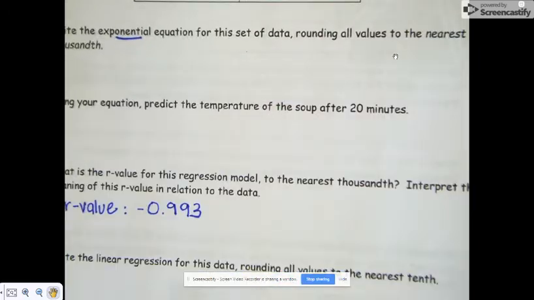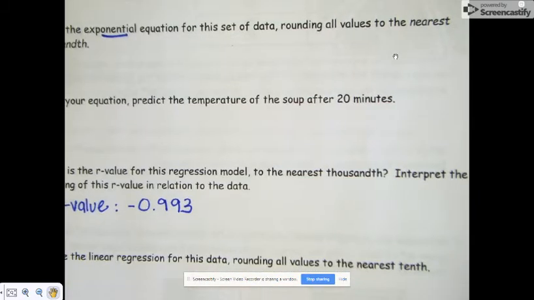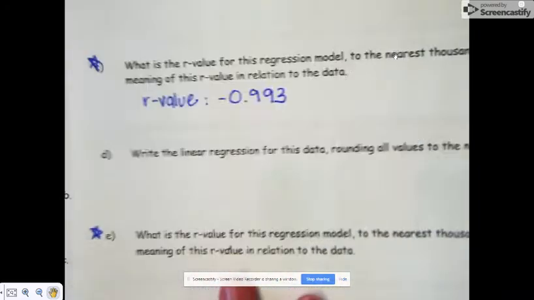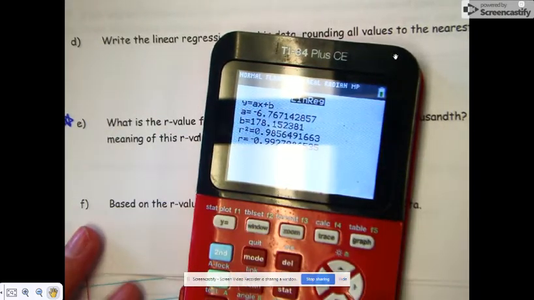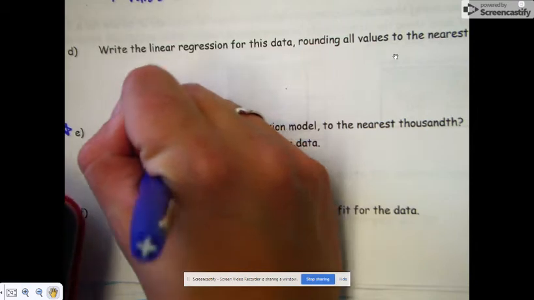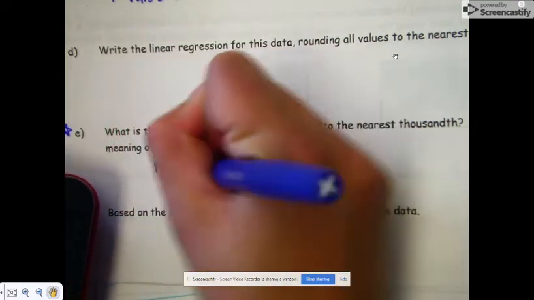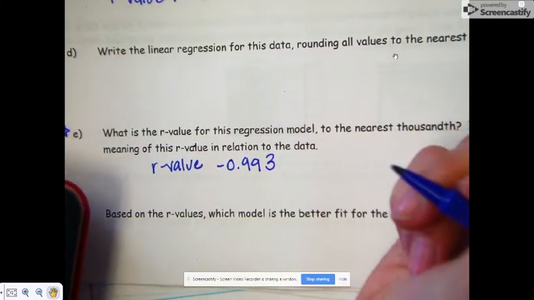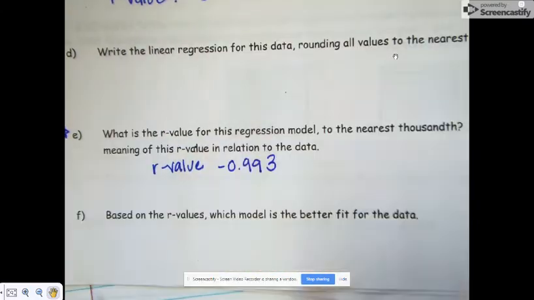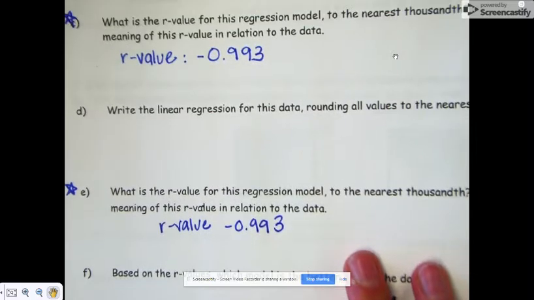And then it tells you to write the linear regression for this data. So if you go to Stat Calc, you're going to go to linear regression. And you want to look at the R value for that. So in part E, it wants you to look at the R value for the linear model. If you go to linreg, you should see your equation, which will answer part D. And then in part E, the R value, again, is negative 0.993. You round. I think this one's 4. You might have rounded wrong. And if you notice, those are exactly the same.